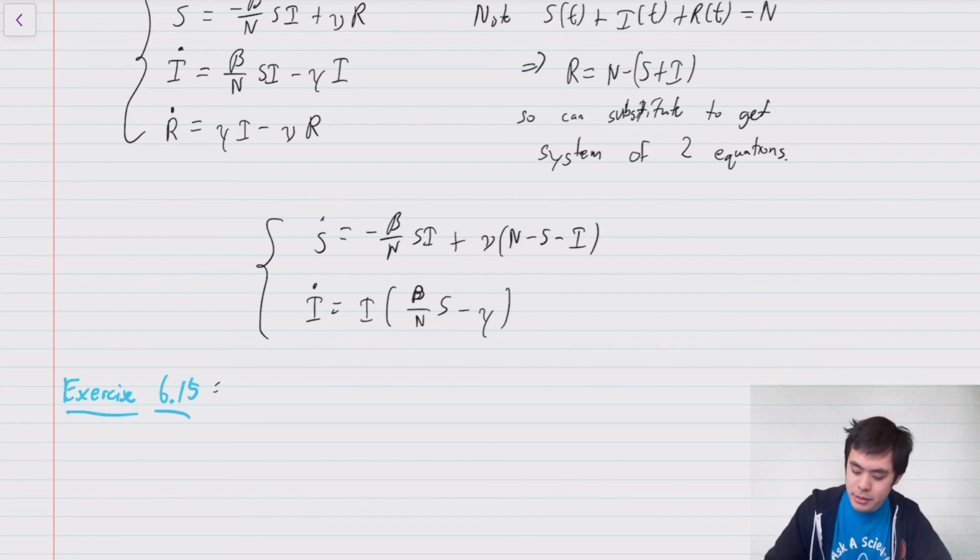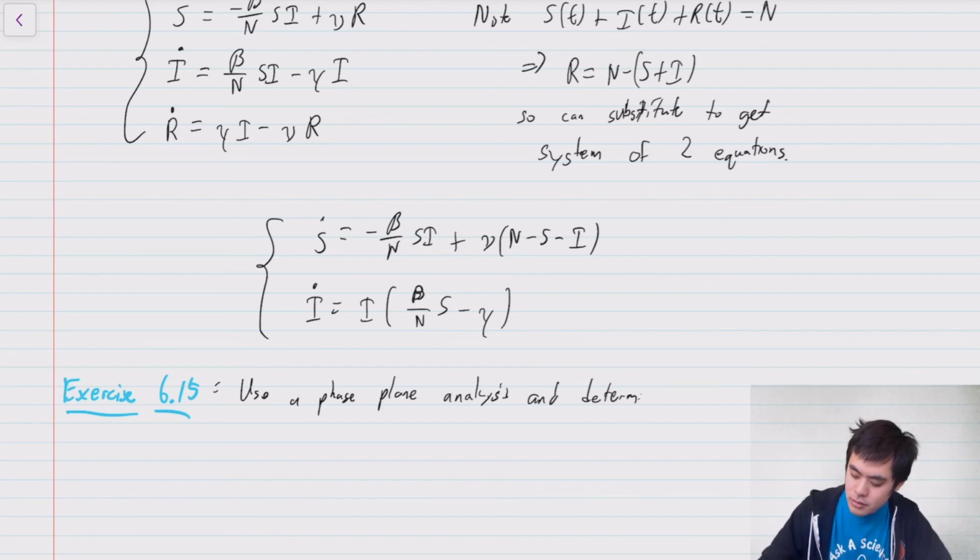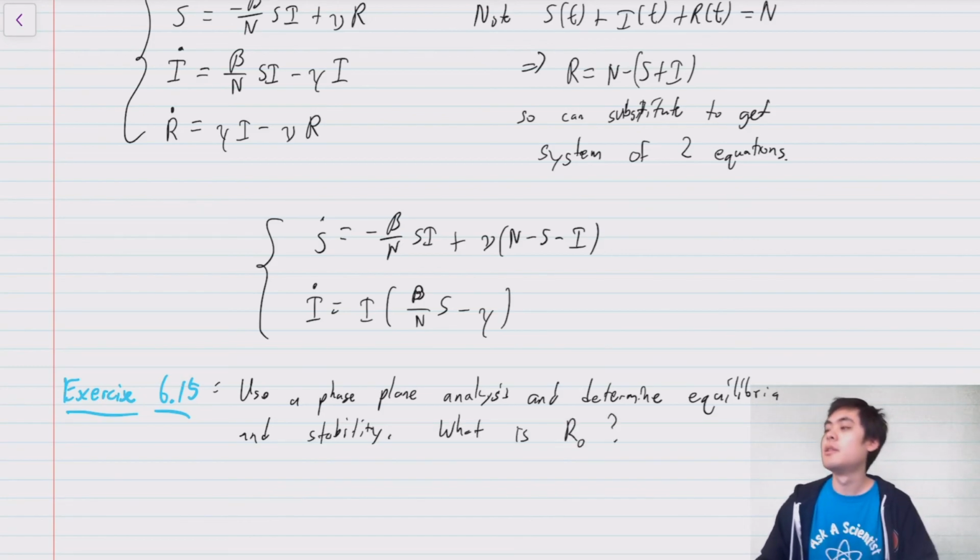6.15, which is basically to use a phase plane analysis to determine equilibria and stability. What is R naught in this model?